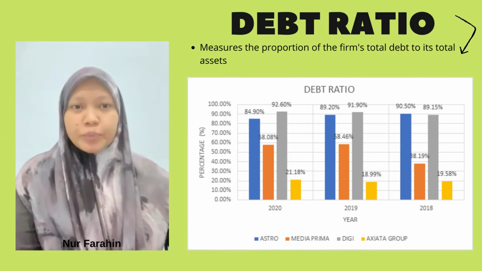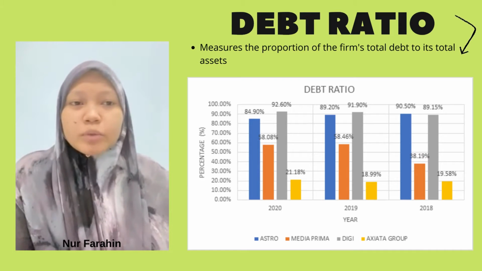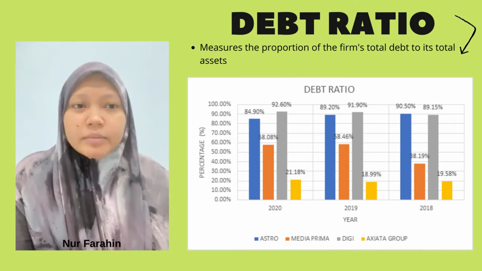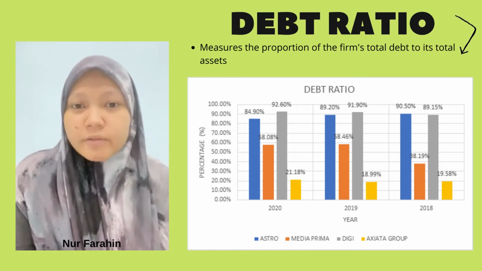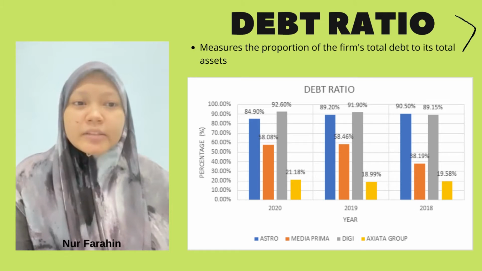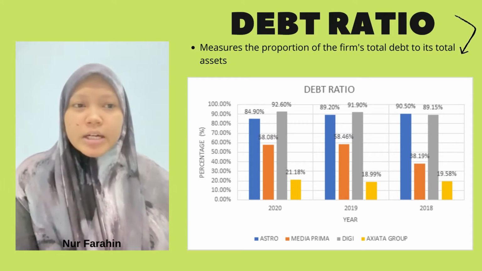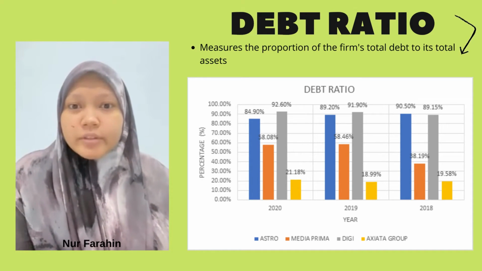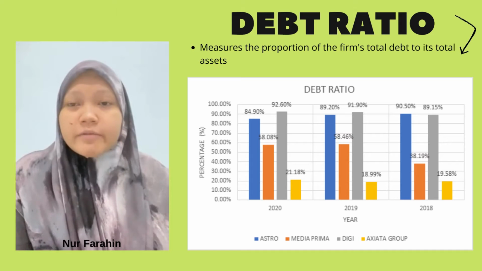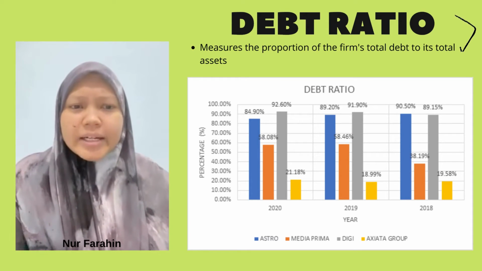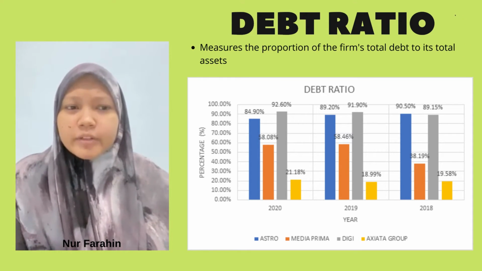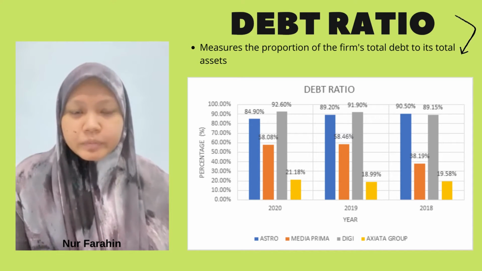First, debt ratio. Debt ratio is to measure the proportion of the firm's total debt to its total assets. It indicates the amount of debt in the financial structure. A higher percentage is associated with higher risk. It is important to analyze the long-term financial risk of the company. The formula of the debt ratio is total debt divided by total assets. A higher ratio reflects a higher amount of debt to finance assets.